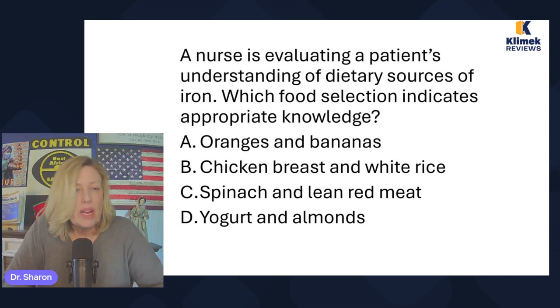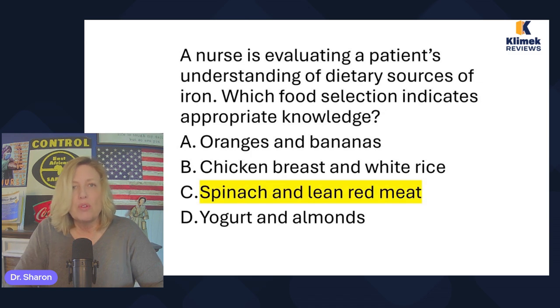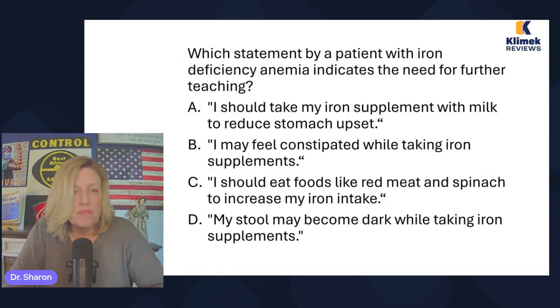A nurse is evaluating a patient's understanding of dietary sources of iron. Which food selection indicates appropriate knowledge? Oranges and bananas, chicken breast and white rice, spinach and lean red meat, or yogurt and almonds. I hope you know that spinach and lean red meat is the correct answer on that.